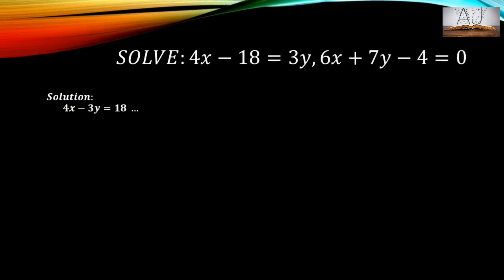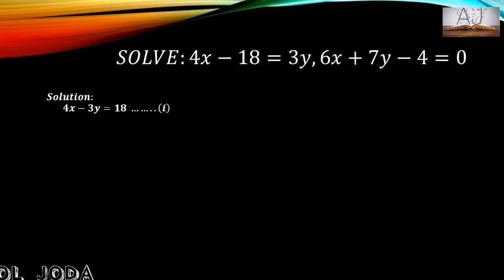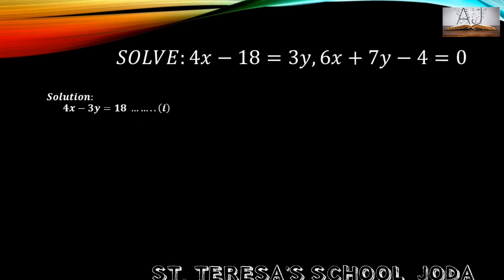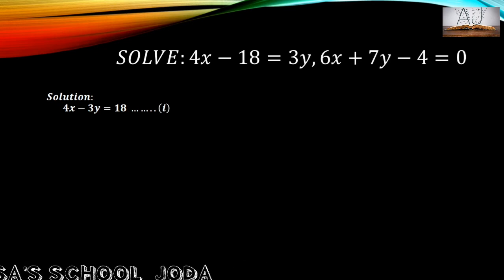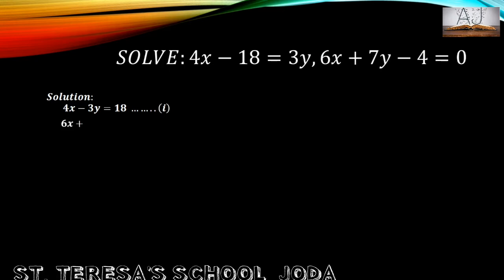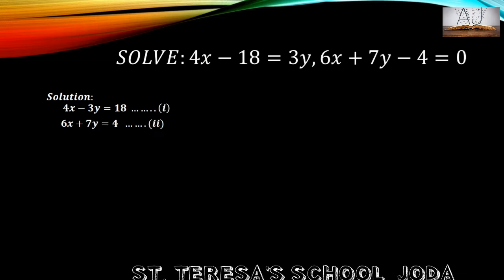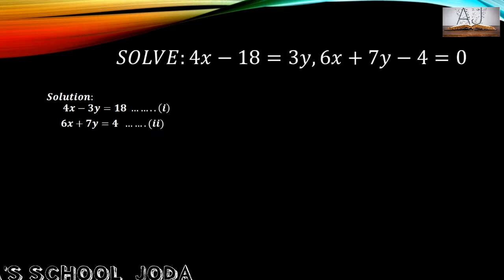First, we have to make it in the format ax plus by equal to c. So 3y is taken to the other side: 4x minus 3y, and 18 goes to the other side, so minus 18 becomes plus 18. So 4x minus 3y equal to 18. Hope you have understood. We brought 3y to the left hand side and taken 18 to the other side. Similarly, we'll do for the second equation. 6x plus 7y equal to minus 4; taken to the other side, it becomes plus 4. So 6x plus 7y equal to 4.